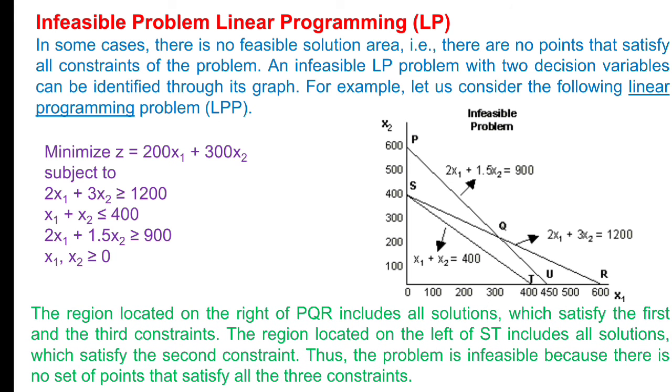Here is the explanation. The region located on the right of PQR includes all solutions which satisfy the first and the third constraints. The region located on the left of the straight line ST includes all solutions which satisfy the second constraint. Thus the problem is infeasible because all three constraints are not satisfied. There is no set of points that satisfies all three constraints. This is called an infeasible problem in linear programming.